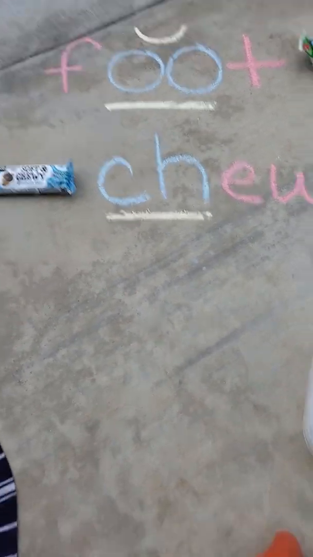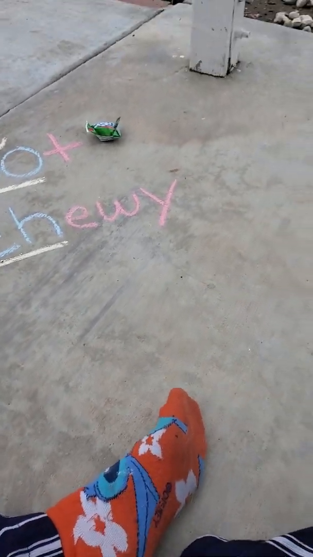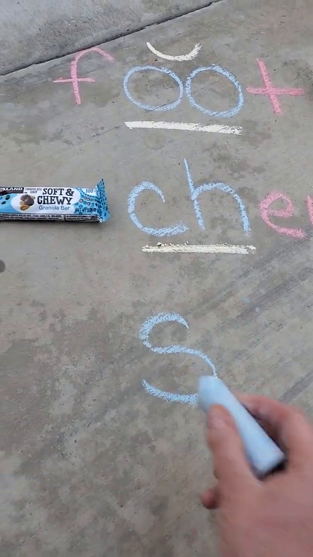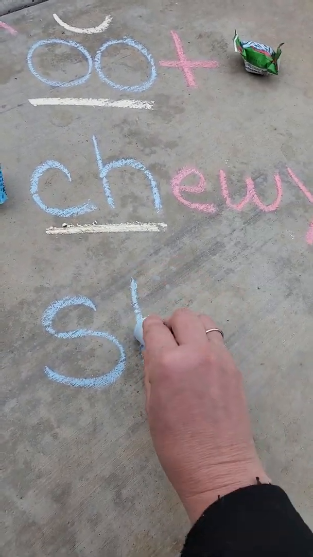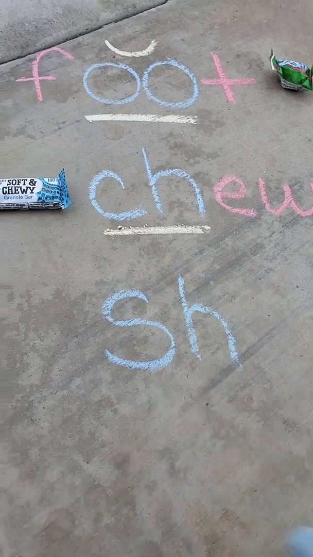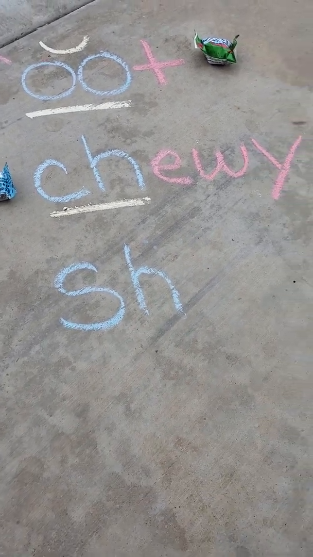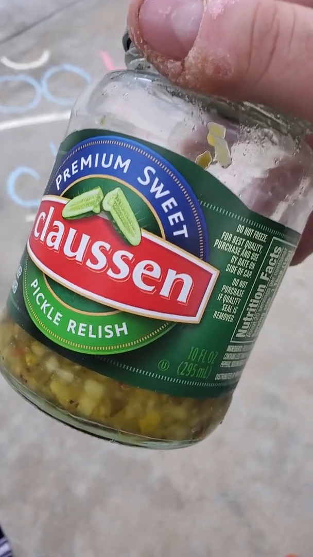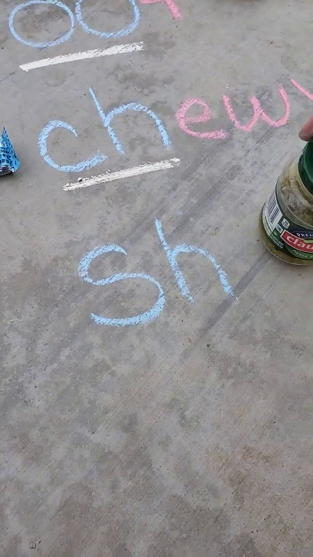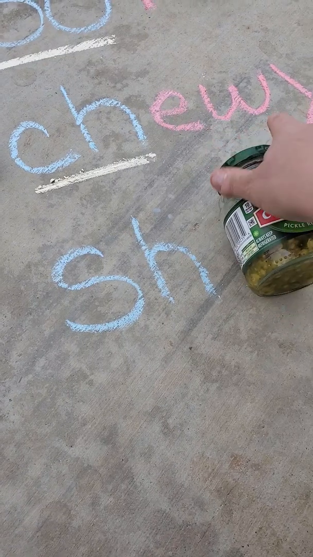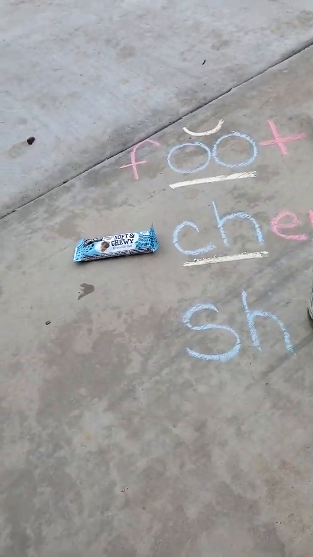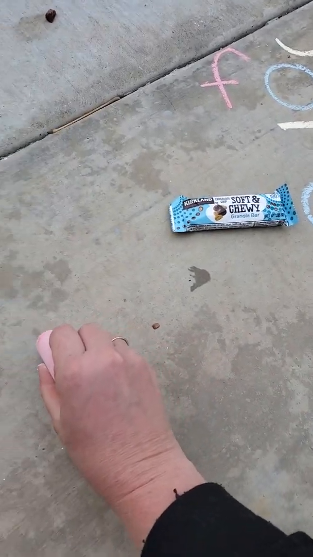All right, the next digraph we're going to go ahead and do is an SH. So I'm going to put an S, which goes s, the H, which goes ha. Put them together and it goes shh. And I found some relish. So relish. So I'm going to put my relish right here. And then I'm actually going to kind of write it backwards in a way. So that is an R. So I'm going to put an R.